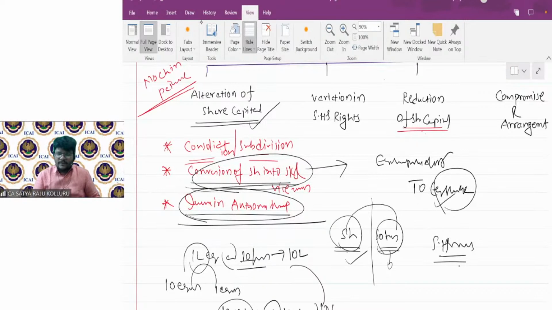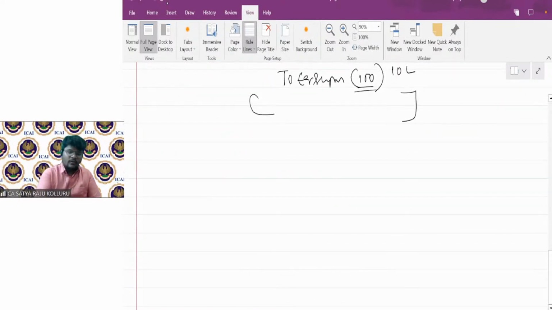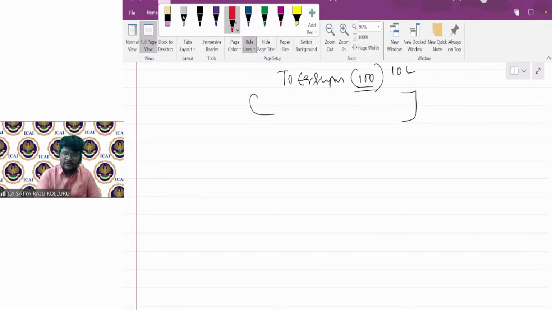So nothing much discussion is needed, no need to discuss in deeper manner things related to alteration of share capital. At the time of solving problems also, the involvement will be very less. Okay. Next, let me explain things related to variation in shareholders' rights. Sir, what is the meaning of variation in shareholders' rights?